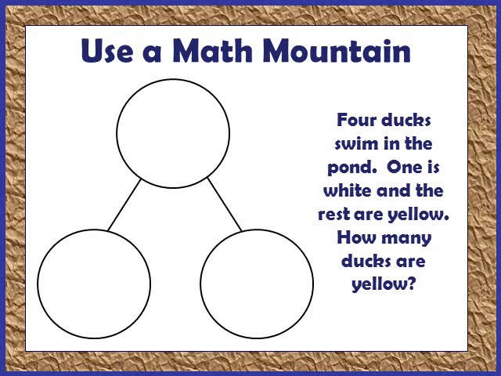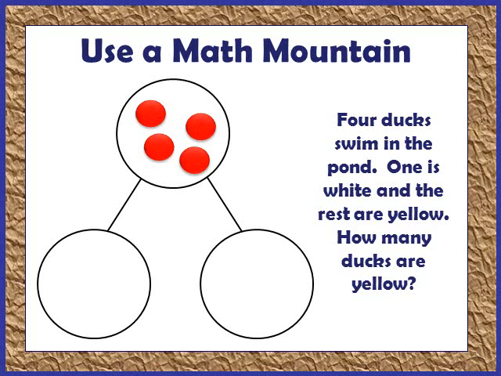Here's that same problem using a math mountain. With a math mountain, you show the total at the top of the mountain, and then the parts at the sides or bottom of the mountain. Let's take a look at this problem. 4 ducks swim in the pond. 1 is white, and the rest are yellow. How many ducks are yellow?